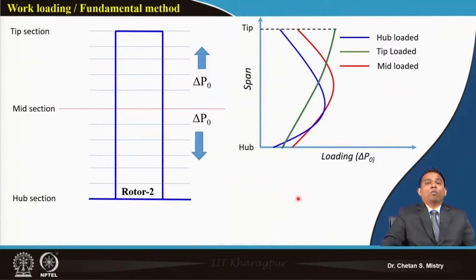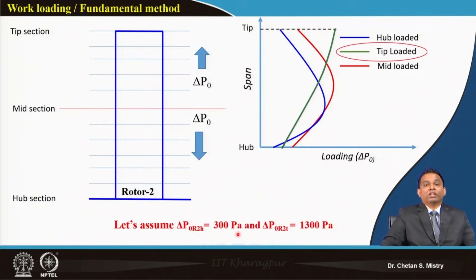Okay. Now, what we have learned, say for our fundamental method, we are assuming our delta P0 at different stations, and since we have designed our rotor 1 with the tip loaded configuration, the same trend we will be using for rotor 2, that is, we will have, say, a tip loaded configuration. And if this is your case, initially we can assume, say, my expected pressure rise near the hub to be 300 Pascal and near the tip region, say, 1300 Pascal.